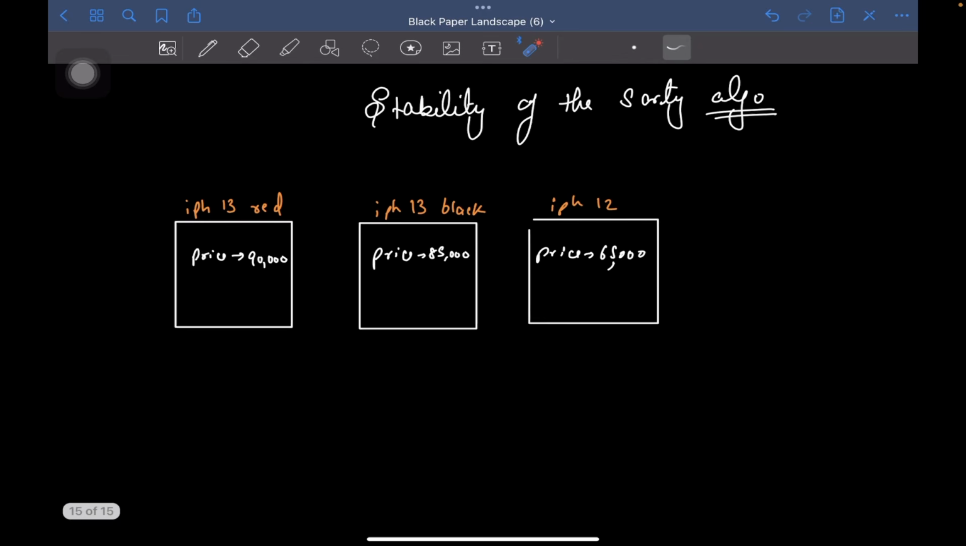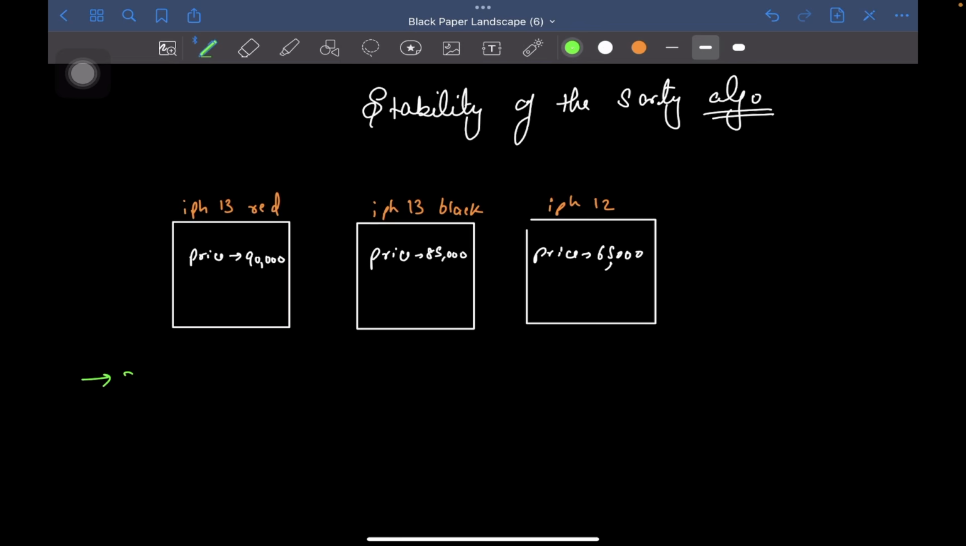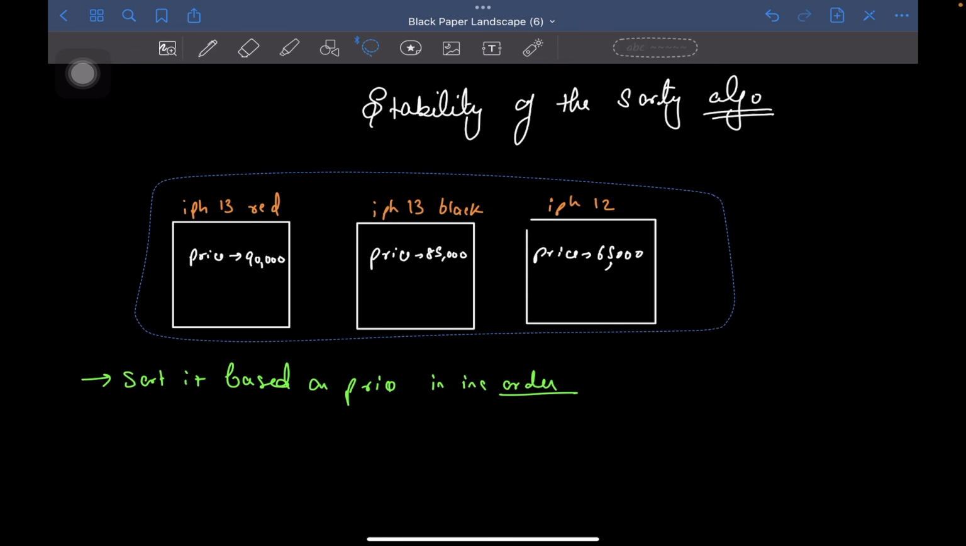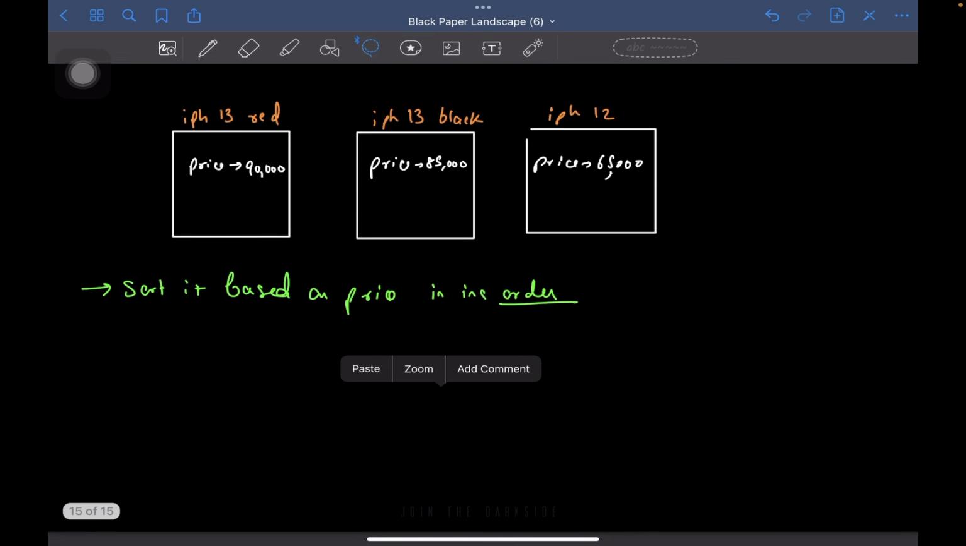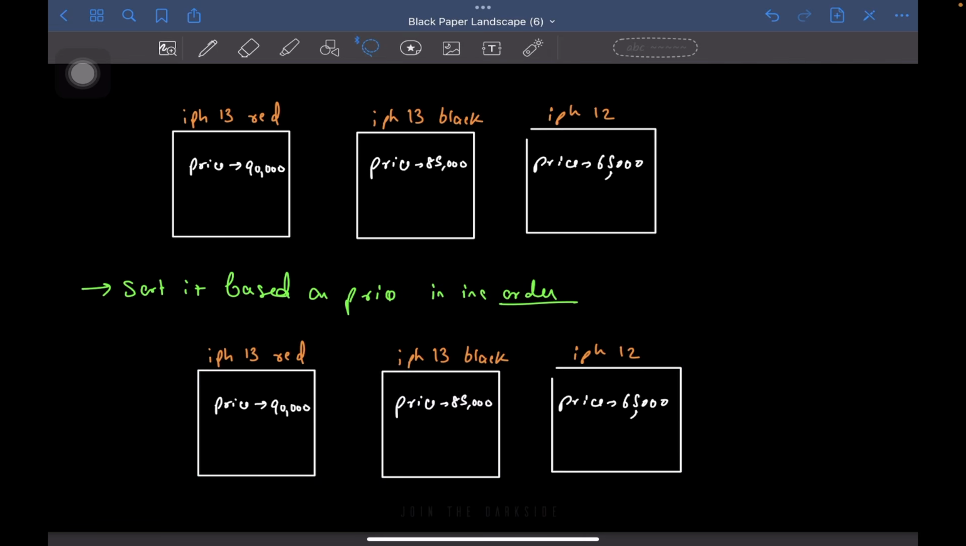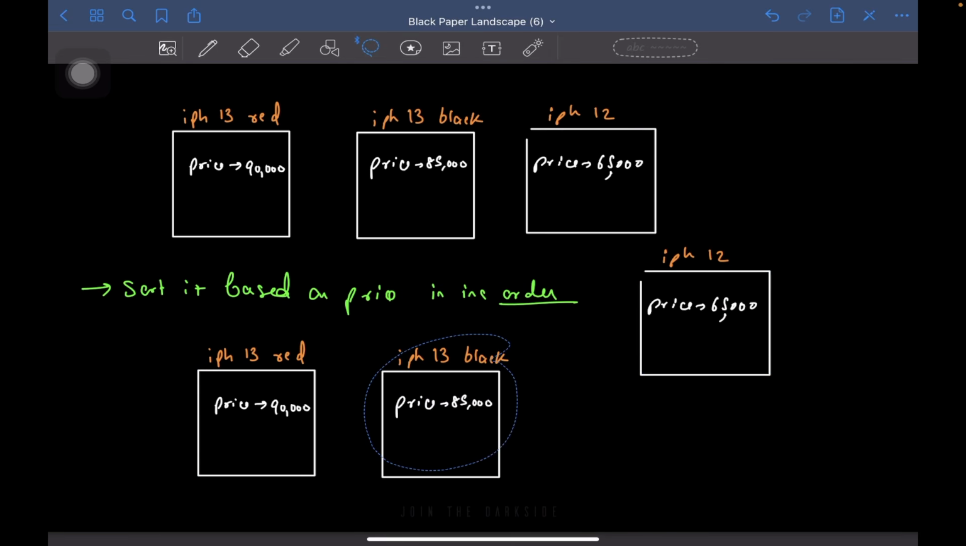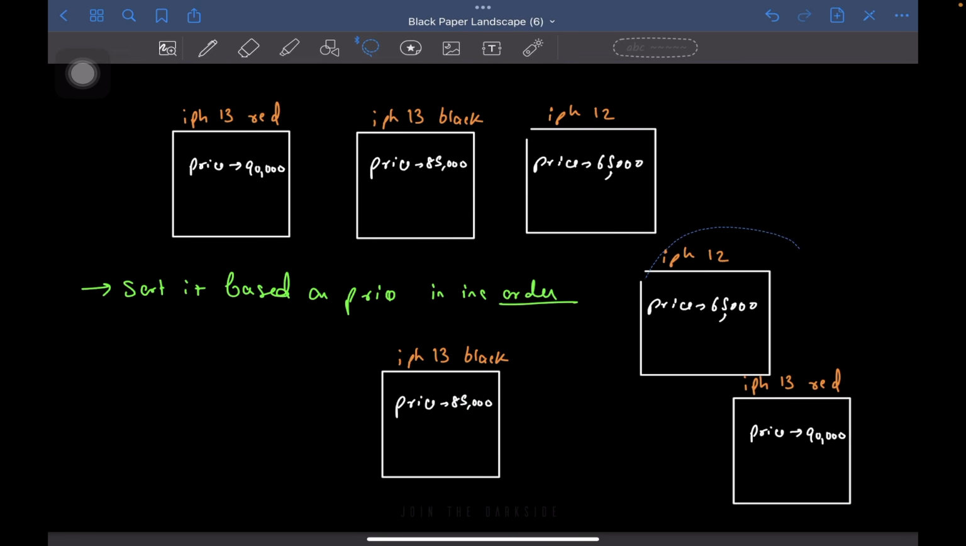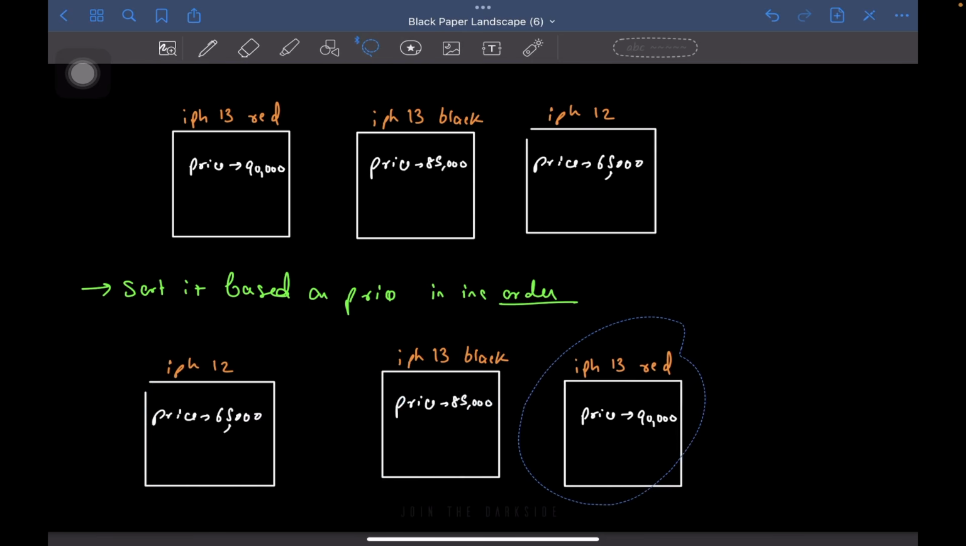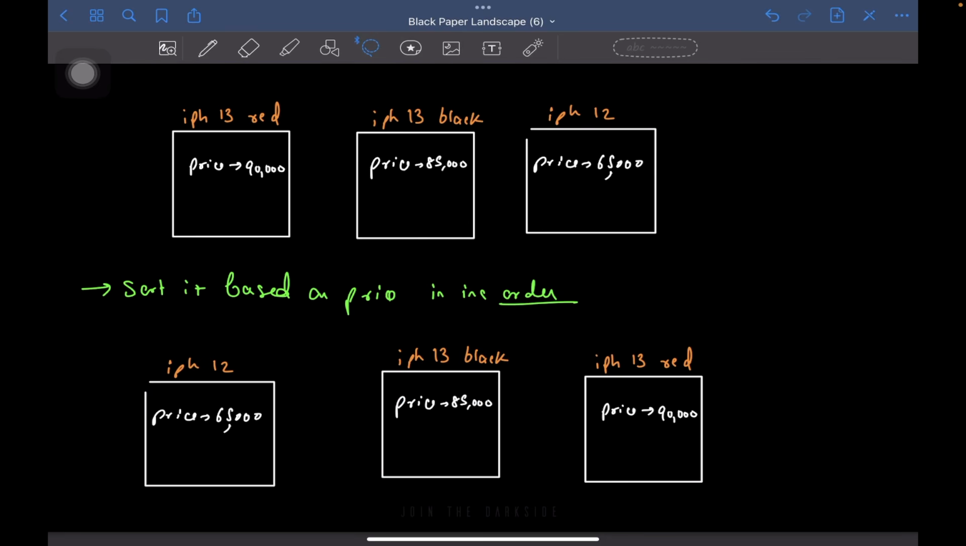So let's see. Now just think about it. Let's say we try to sort it based on price in increasing order. The arrangement is going to be fairly simple. The iPhone 12 will come here, product red comes here, and something like this. This will be the simple arrangement, right? This is the least price, then more than that, then more than that.